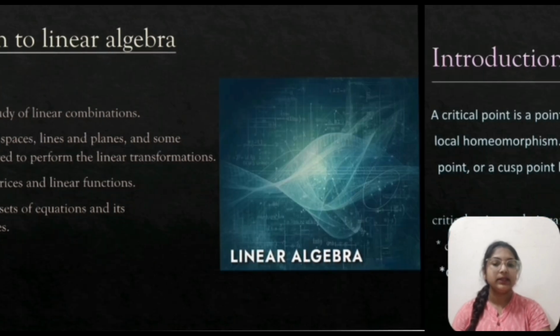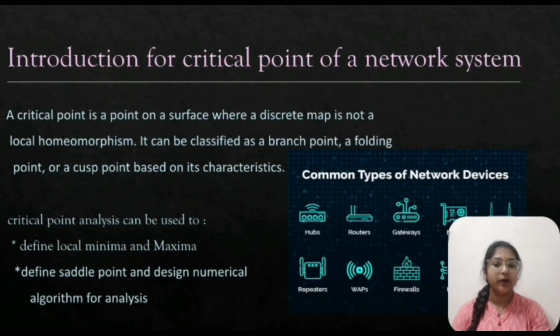So, next, let us see the Introduction to Critical Point of a Network System. A critical point is a point on a surface where a discrete map is not a local homeomorphism. It can be classified as a branch point, a folding point, or a cusp point based on its characteristics. Critical point analysis can be used to define local minima and maxima, to define saddle points, and to design numerical algorithms for analysis.